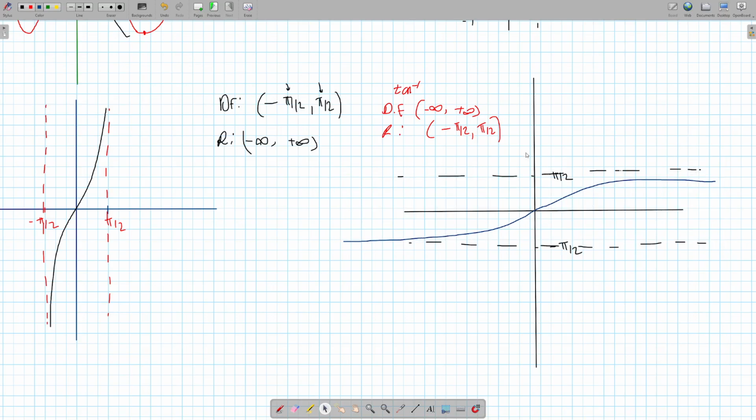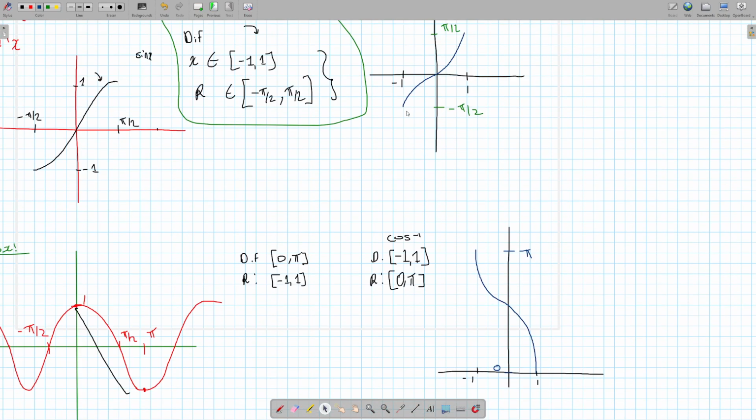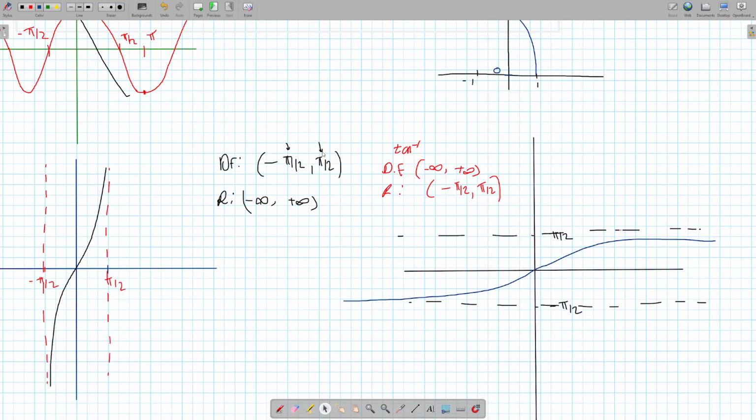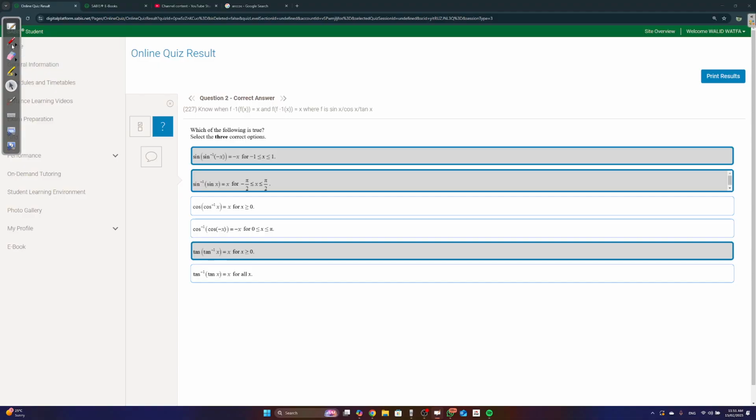Anyways, do you need to know how these graphs look? No. So why did I draw them for you? Just so you can help understand. You need to know the domain of them and the range of them. Very important, please. Okay, let's start.